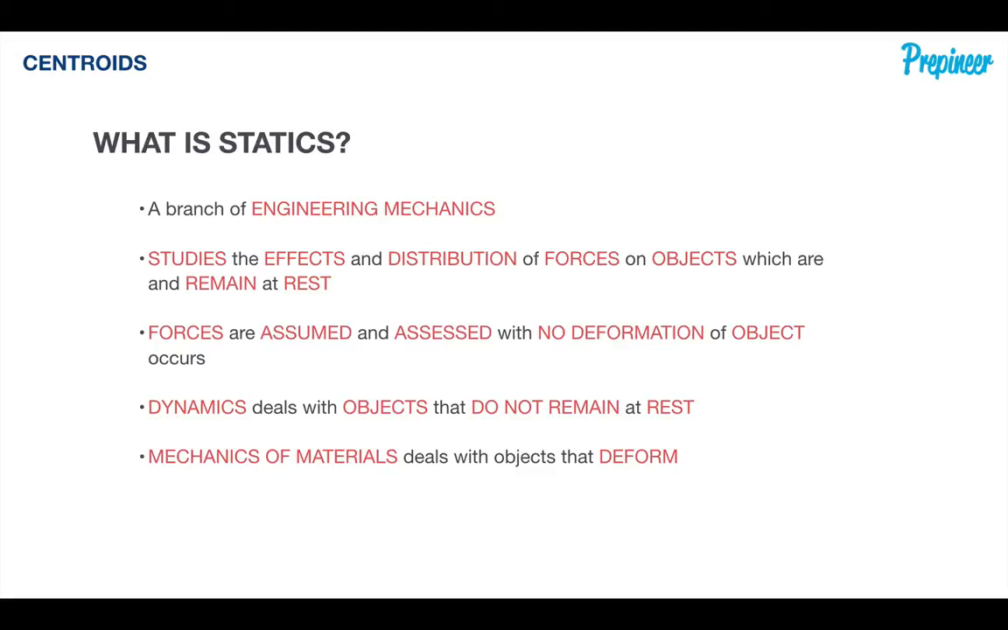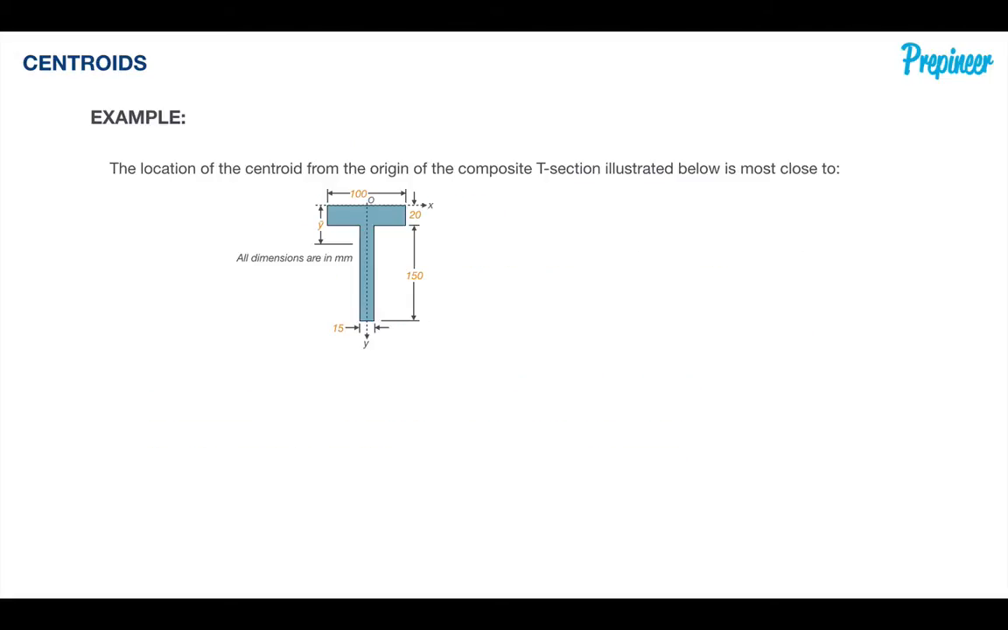So what I like to do now is just get into working some problems while learning the concepts that revolve around the topic of centroids as we make our way through them. So here's our first problem statement. The location of the centroid from the origin of this composite T-section illustrated below is most close to what? Now, the first step in working centroid problems is to actually classify whether the object or the region we are working is discrete or if the region is continuous.